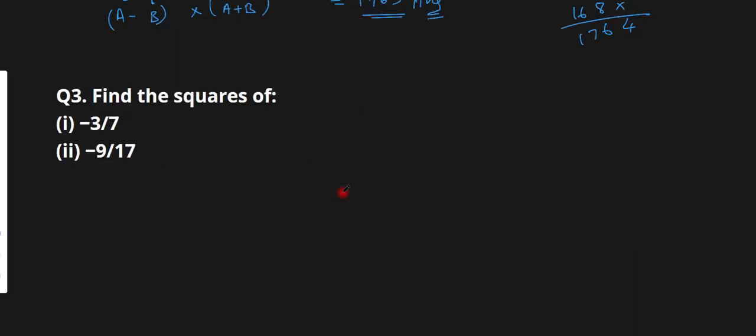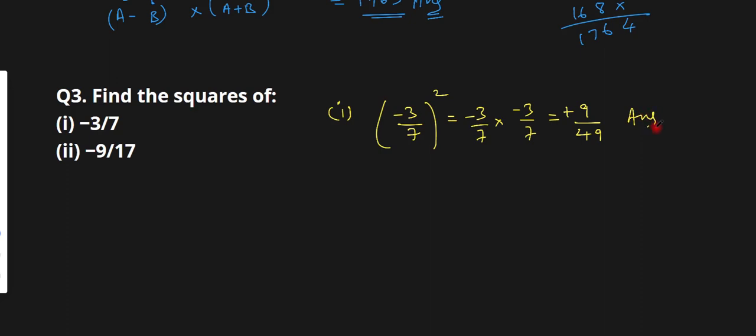Now the next question is, find the square of, first is minus 3 by 7. So how you calculate this question? So the first part, square of minus 3 divided by 7. That means minus 3 divided by 7 whole square, or I can write it like this: minus 3 divided by 7 multiplied by minus 3 divided by 7. So minus minus will give you plus. 3 3s are 9 and 7 7s are 49. This is the simple answer.